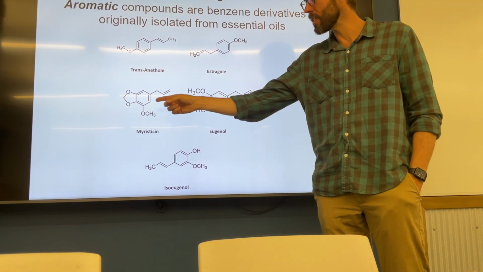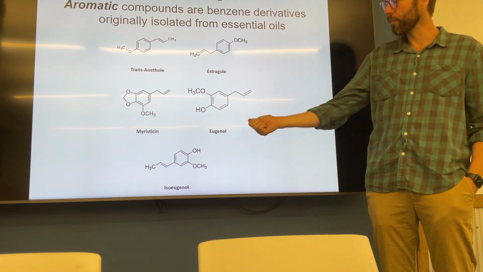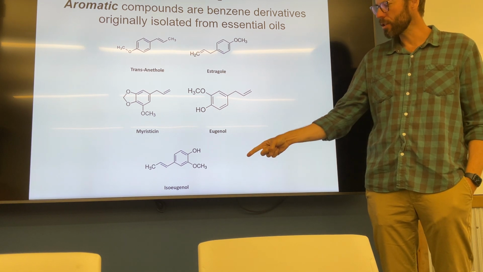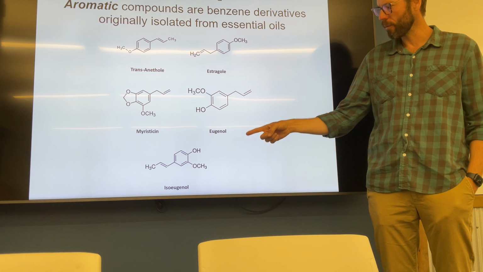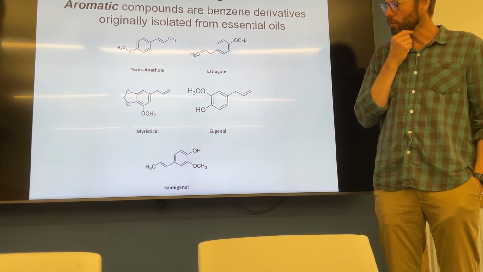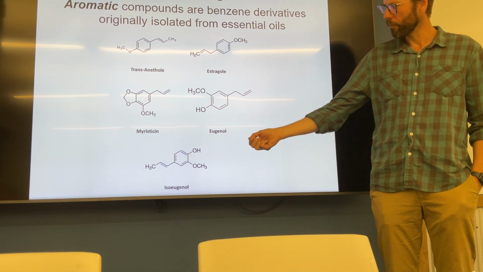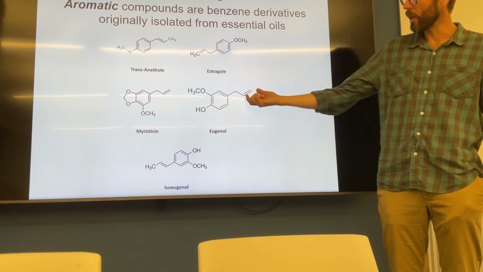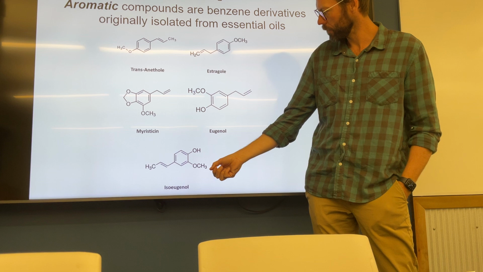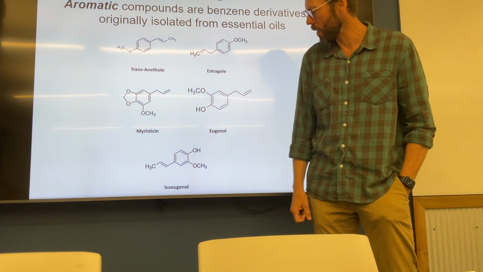Myristicin, I believe, is nutmeg. Eugenol is clove, and isoeugenol is not from cloves. I don't remember where that's from. It's slightly different in that here we have an isolated pi bond, right? And over here it's a conjugated pi bond.